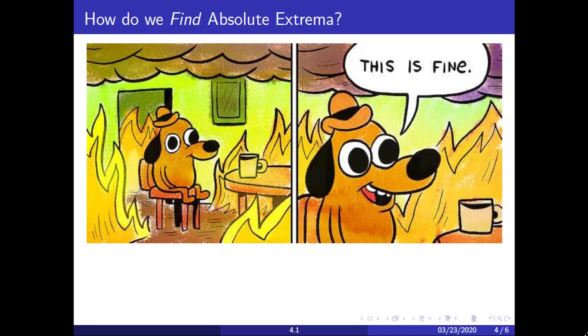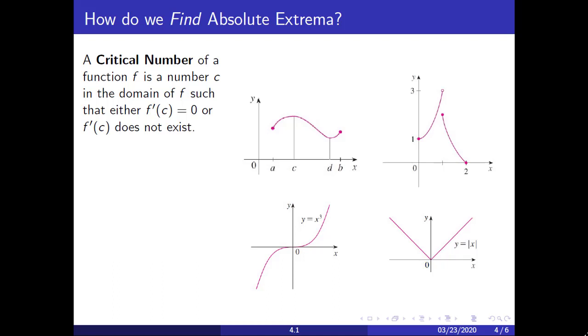We will need another definition first before we can move on. A critical number of a function f is a number c in the domain of f, such that either f prime of c equals 0 or f prime of c does not exist. Why do we care about this definition of critical numbers?